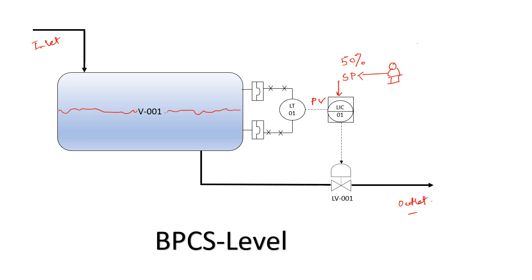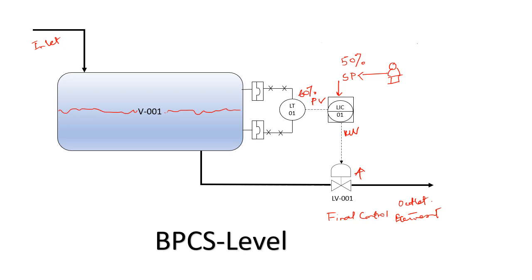And the LIC checks the PV, checks the SP, and calculates the MV value, right? So the MV value then goes to this valve. This valve is a final control element, right? So suppose the level is now 60% and your set point is 50%, so you basically need to reduce the level, right? To reduce the level, you need to open the valve more, right?